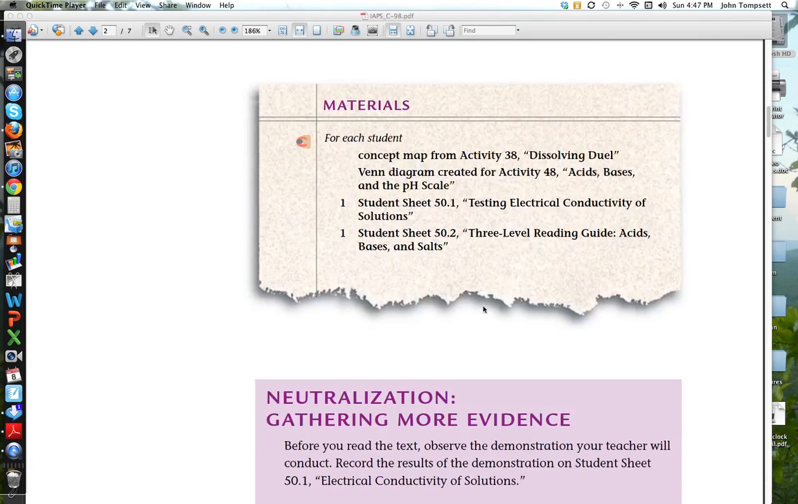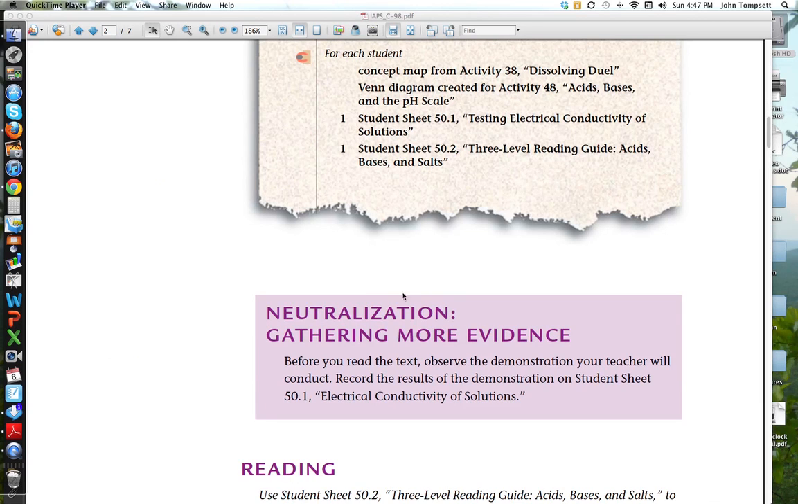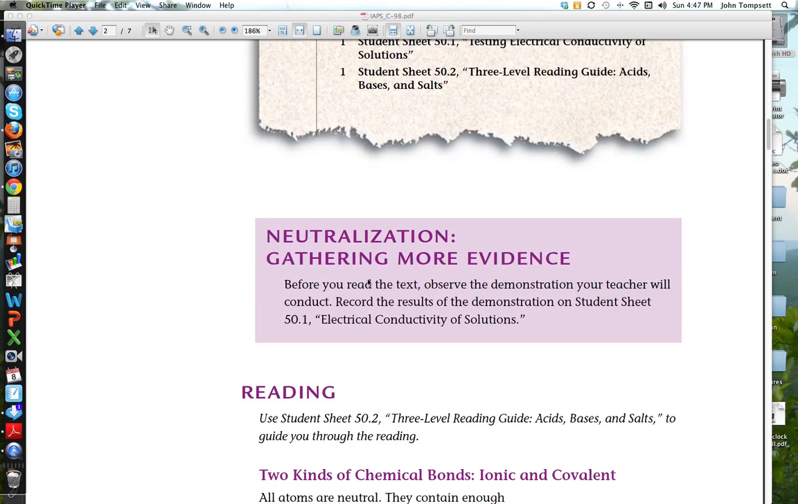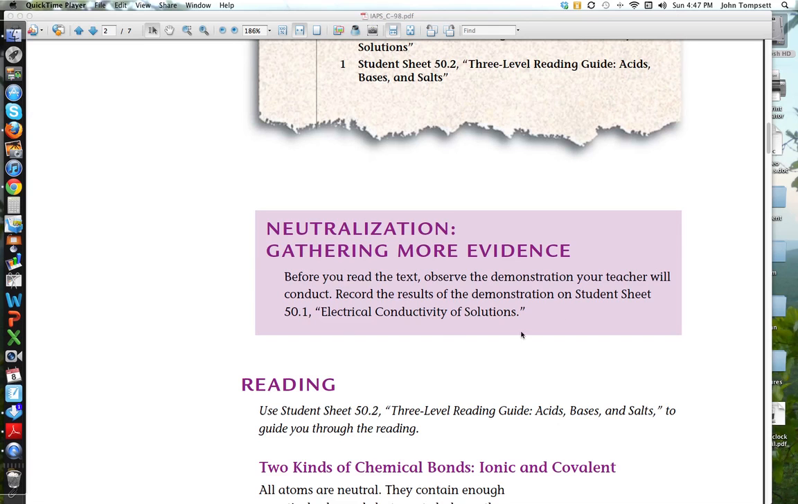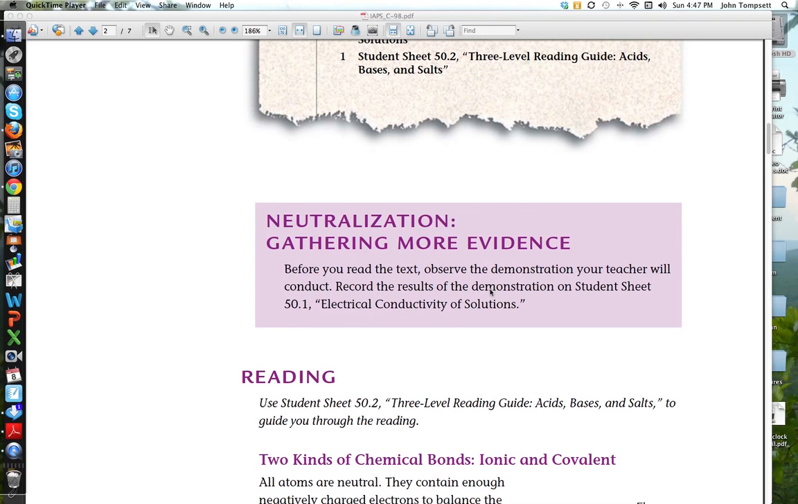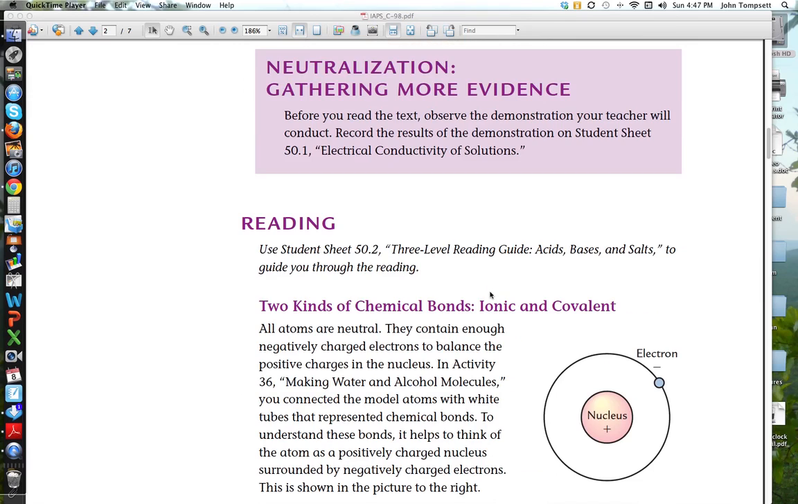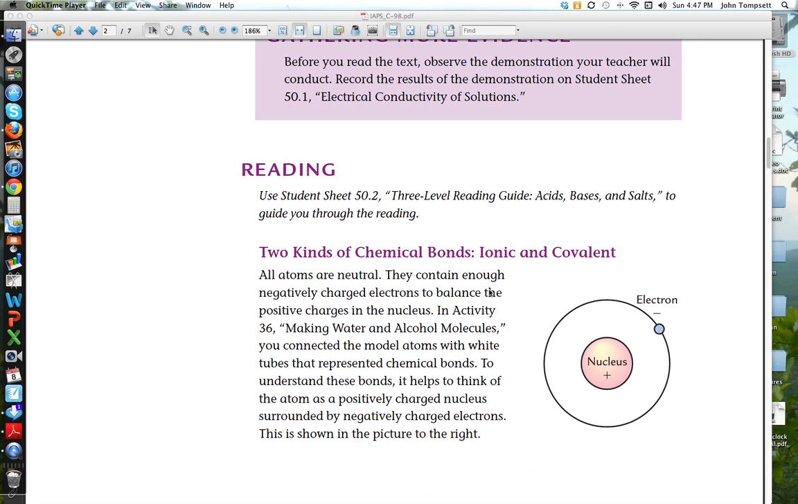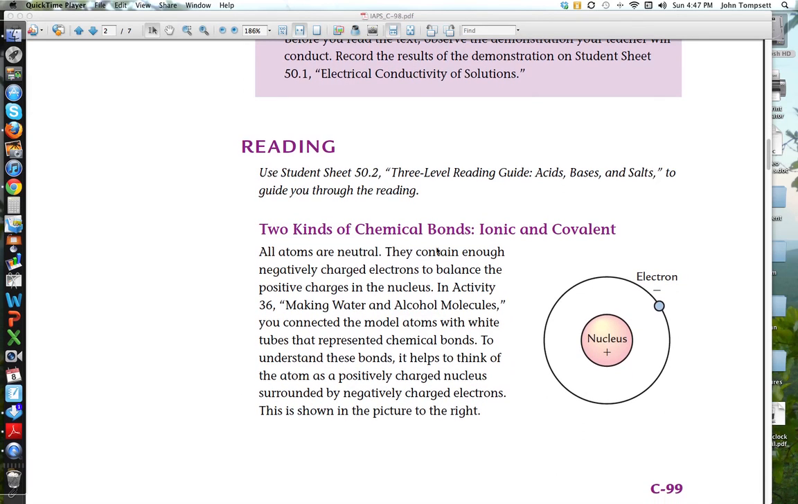So these are the materials you're going to be using. And we know that we've already watched that demonstration that one of us has done. You're going to be using your student sheet 50.2 to guide you through the reading. Hopefully this will help too. I'm not going to follow along with the mouse here because I need to really listen to myself and not mouse along as I go.